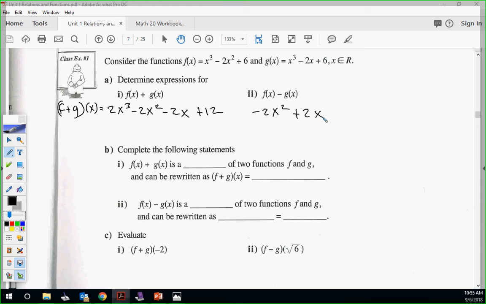Let's go. Didn't really leave myself much room here. The 2x is there, because there's no 2x here. We're minusing a negative, so we just put the, yes.